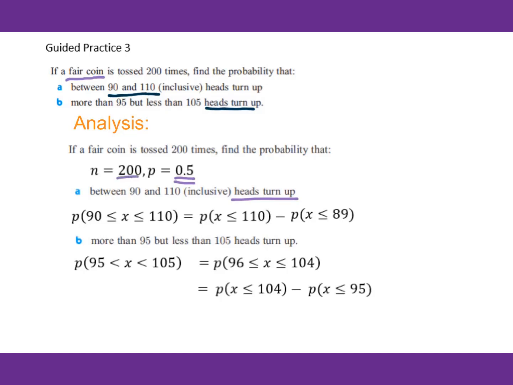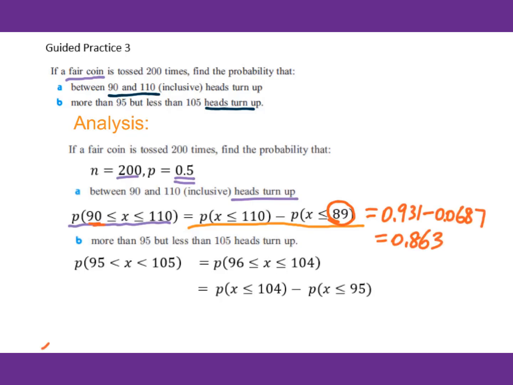Between 90 and 110 heads, we can write down probability of X greater than or equal to 90 and less than or equal to 110. It equals this. Remember, here it is less than or equal to 89, not this 90. You will get 0.931 for less than or equal to 110 and 0.0687 for X less than or equal to 89. Subtraction, you will get 0.863. For B, more than 95 but less than 105, I can write it this way.